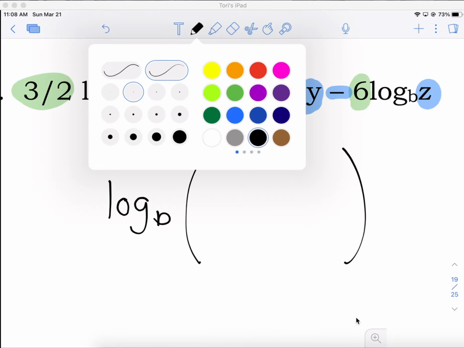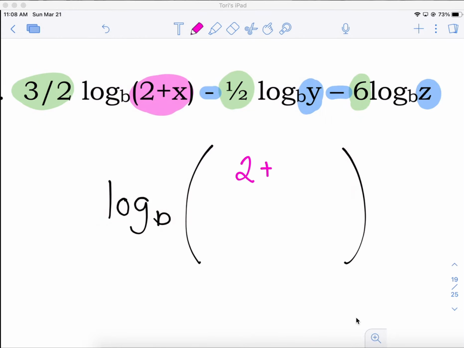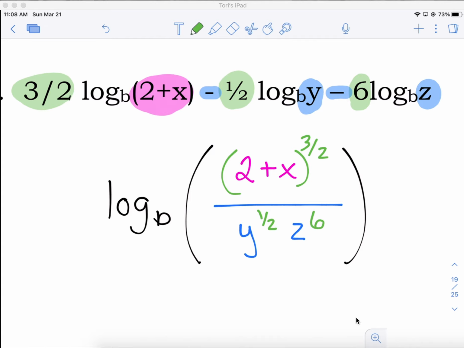Okay? The guy that I started with on top, x plus 2, or 2 plus x, sorry, he is going to get raised to his exponent. So he is raised to the 3 over 2. If you wanted to do square root and then to the 3rd power, that's the exact same thing. On the bottom now, I have my y and I have my z. Both of them are on the bottom. Both of them have their own exponents. So the y is to the 1/2. The z is to the 6.